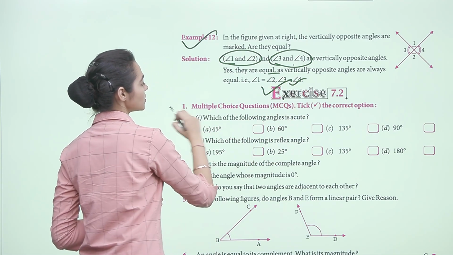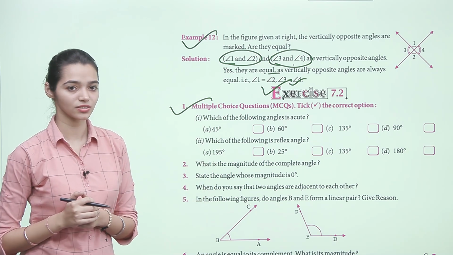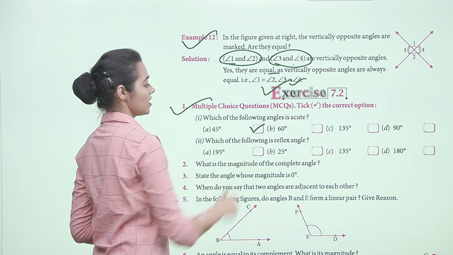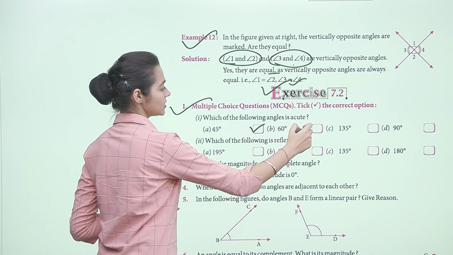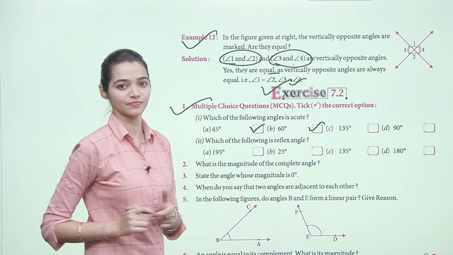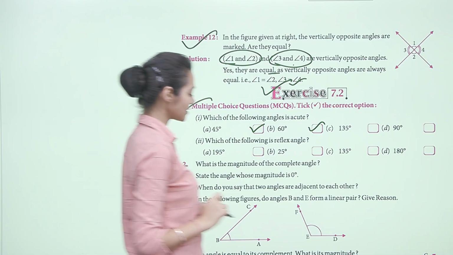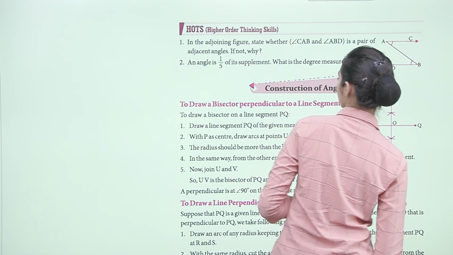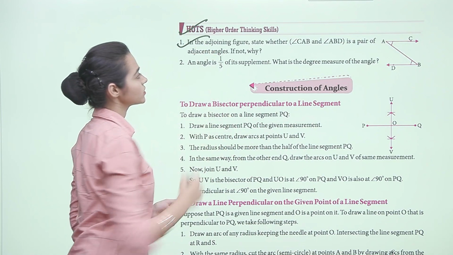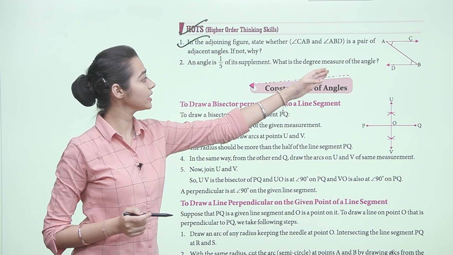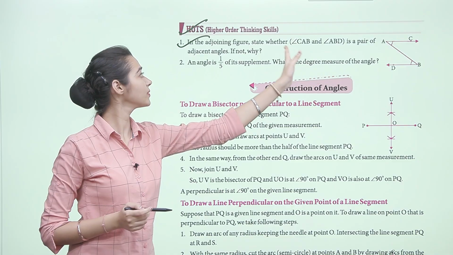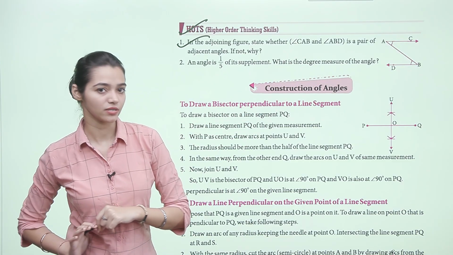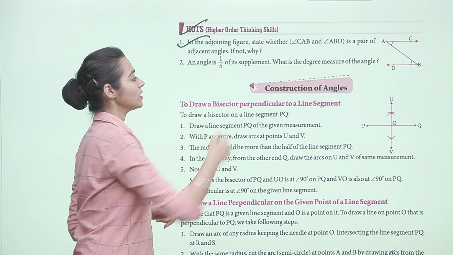Now let's start with exercise 7.2. In the first part, we have a multiple choice question. Choose the correct option. Which of the following is acute? 45 degrees and 60 degrees. That's how you can complete the remaining parts. In the adjoining figure, state whether angle CAB and angle ABD are a pair of adjacent angles. If not, why? They are a pair of alternate interior angles. That's how you can complete the remaining ones.